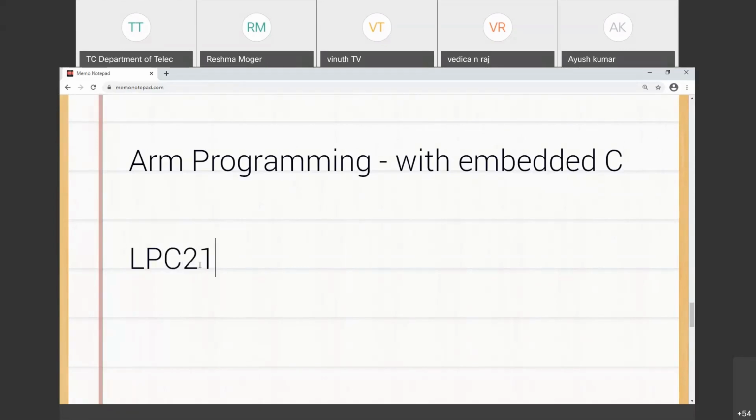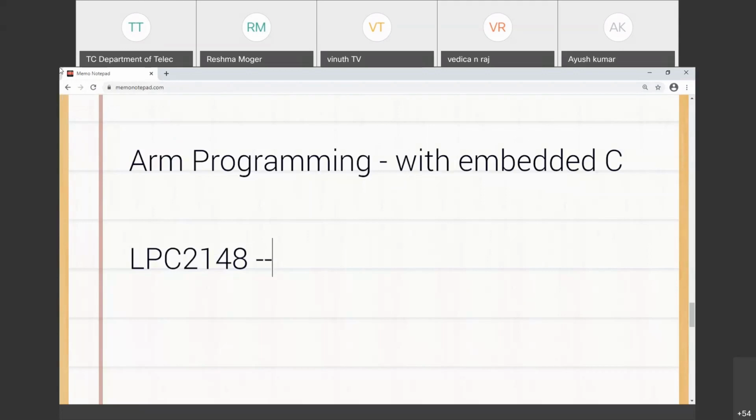LPC 2148 is a 32-bit ARM7 microcontroller. When I want to start IO programming, which is one part of programming in the ARM, how should I start? I need to know what the ARM controller is, which is nothing but LPC 2148.